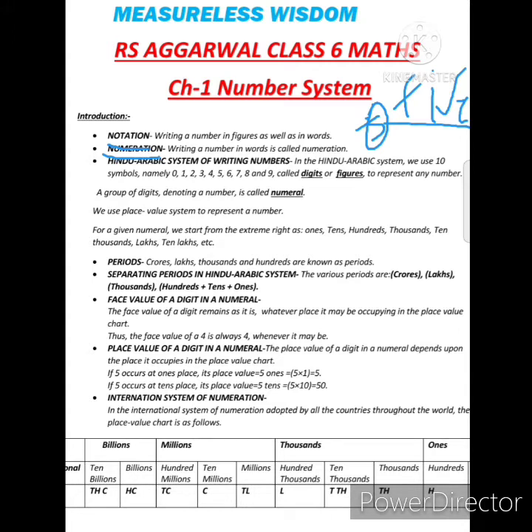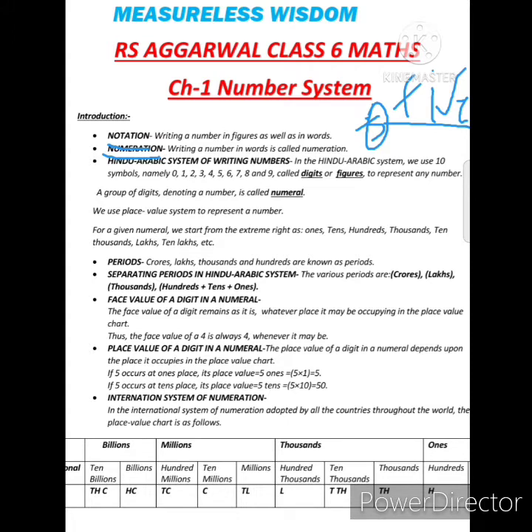Notation and numeration are similar but not entirely, because in numeration you have only one option to write, but in notation you have two options: you can write in words or you can write in figures and other things.